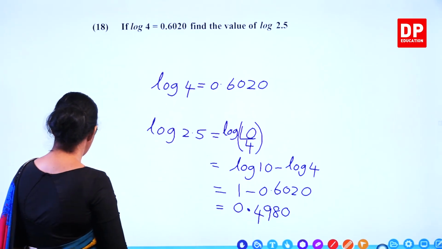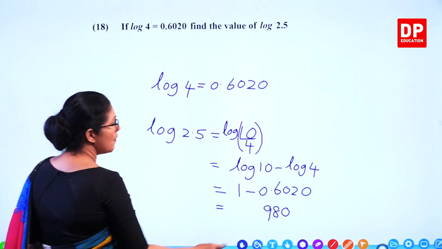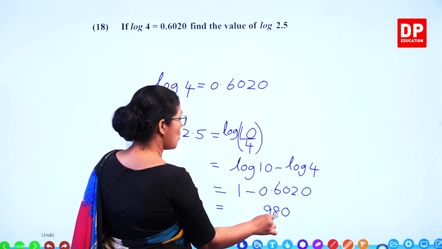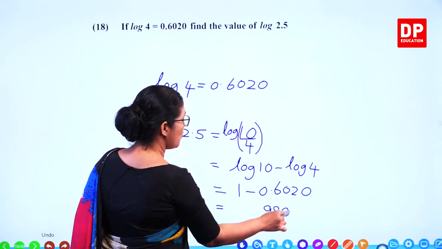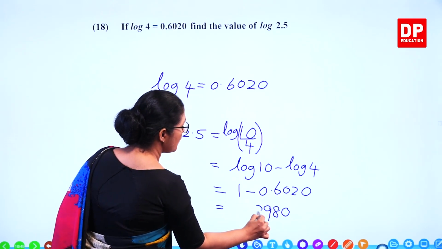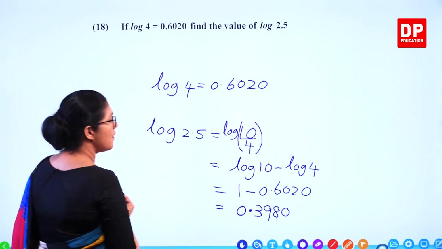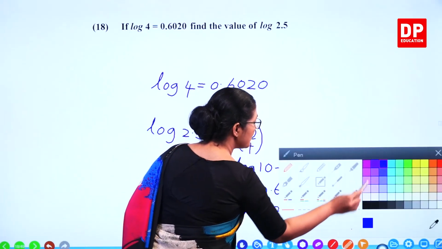So this becomes 3 because when you add it to this one, 0, 8 plus 2, 10, 10 and here 7, 3. 0.3980. So 2 marks for that.